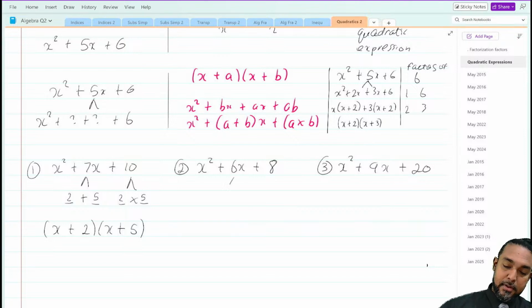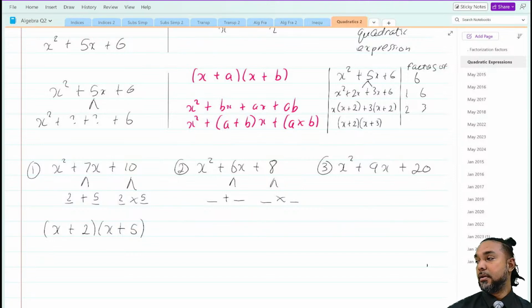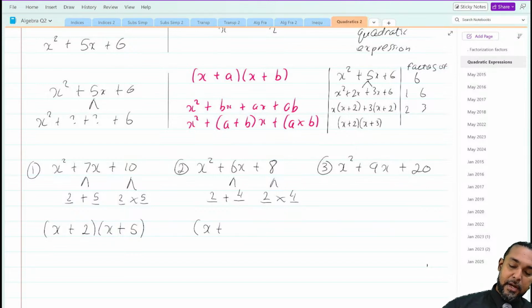Here's 8 done. So we're looking for two numbers that when you add them together give us back 6. And when they're multiplied, give us back 8. So again, go more to the factors of 8. What are your factors of 8? 1 by 8. Anything else? And 2 by 4. What was 1 plus 8? 1 plus 8 is 9, so that's not 6. What about 2 and 4? That's 6, right? So 2 plus 4 is 6, and 2 by 4 is 8. So you can factorize very simply. x plus 2 by x plus 4.